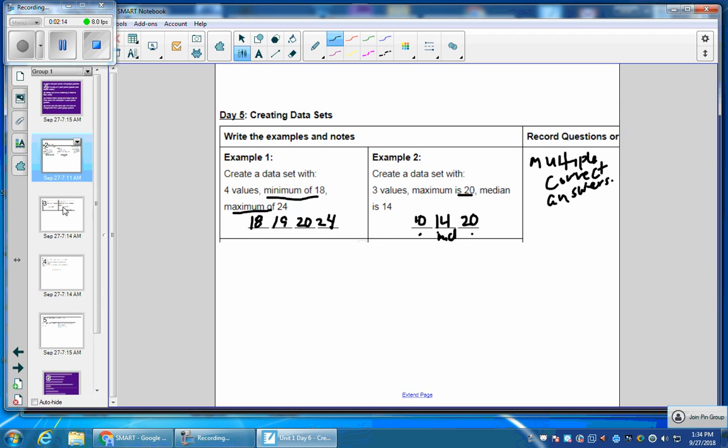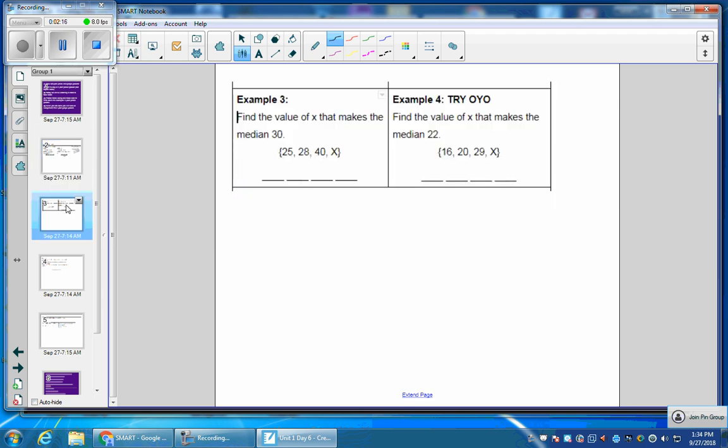All right, so those first 2 examples are examples where you get to have some freedom in picking. These next 2 examples, I'm going to show you the first one. These ones have an exact right answer because it's about following a pattern. So I gave you 4 numbers. This x doesn't necessarily need to be the maximum. I just wrote them all out like this. So what you want to do, we want to find a value of x that makes the median 30.